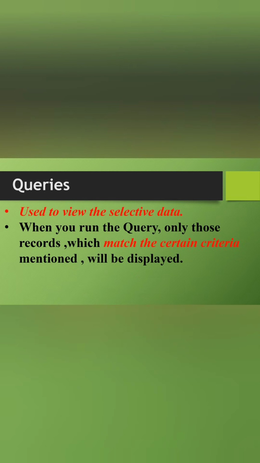Next, queries. Queries are used to view selective data. A query means certain criteria or certain conditions. So when you create a query, the database management system will display only those records that match this criteria. When you run the query, only those records which match the criteria mentioned will be displayed.